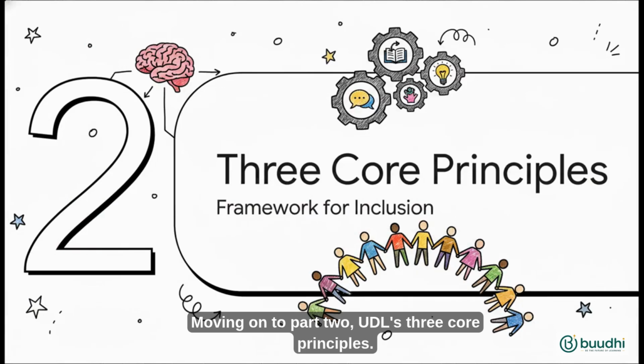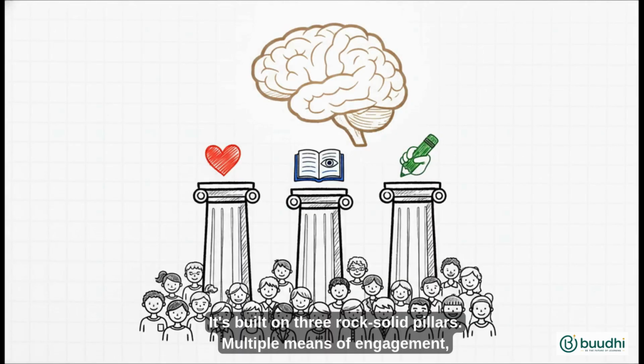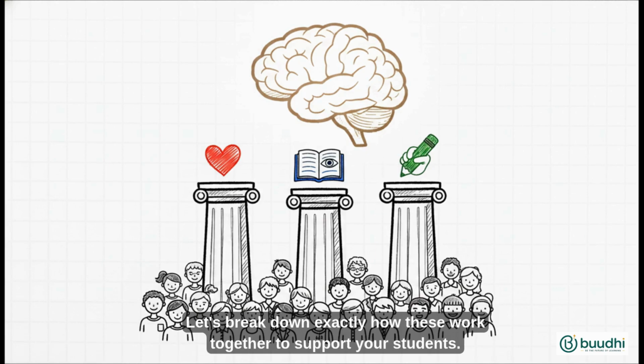Moving on to Part 2. UDL's 3 core principles. This is our framework for inclusion. UDL is basically built on 3 rock-solid pillars: multiple means of engagement, multiple means of representation, and multiple means of action and expression. Let's break down exactly how these work together to support your students.